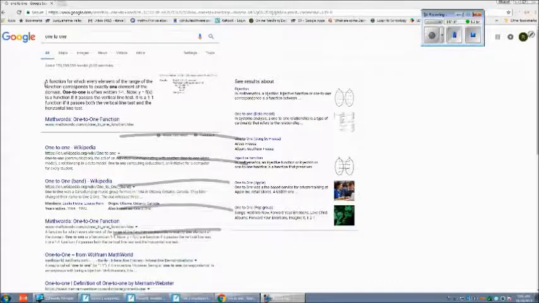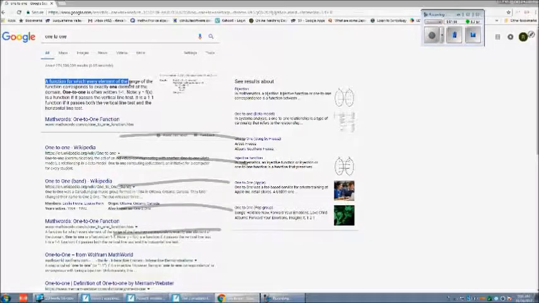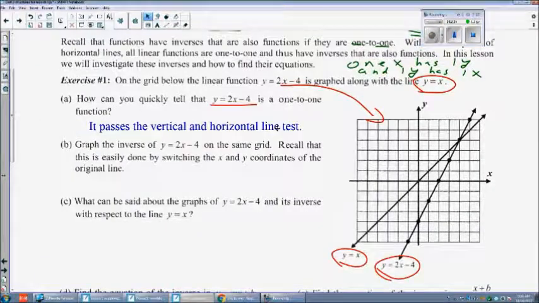A function for which every element of the range of the function corresponds to exactly one element in the domain is one-to-one, often noted 1-to-1. Note, y equals f of x is a function if it passes the vertical line test. It is a one-to-one function if it passes both the vertical and horizontal line tests, like the horizon. If you haven't written that down, hit pause and write it down now. There it is right there. It passes the vertical and the horizontal line test.